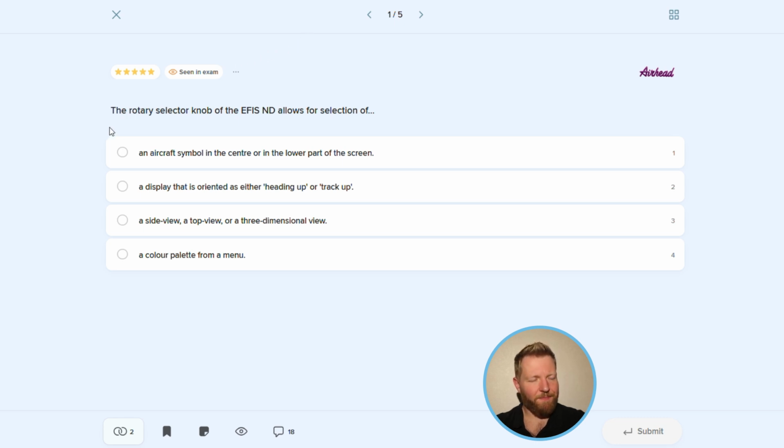Question number 1. The rotary selector knob of the EFIS ND allows for selection of an aircraft symbol in the center or in the lower part of the screen, a display that is oriented as either heading up or track up, a side view, a top view, or a three-dimensional view, a color palette from a menu.